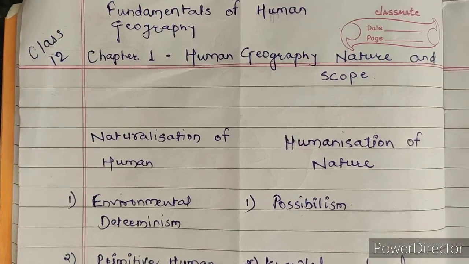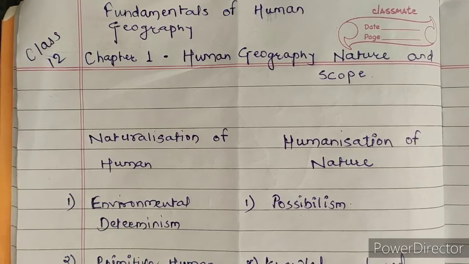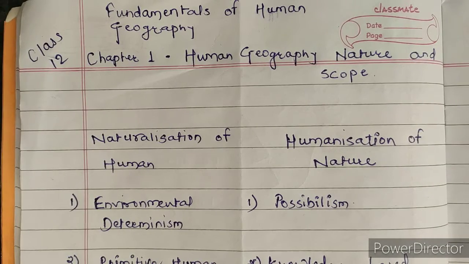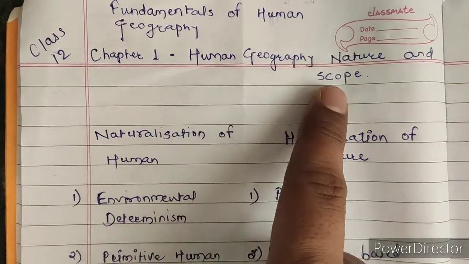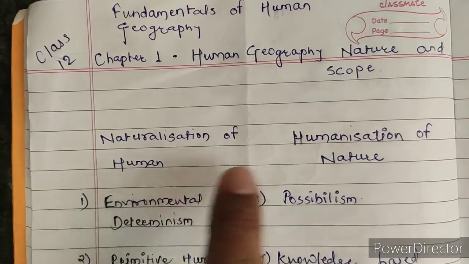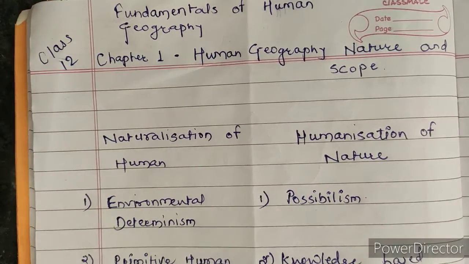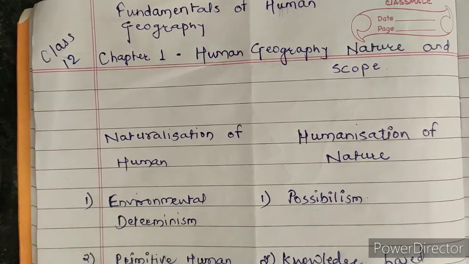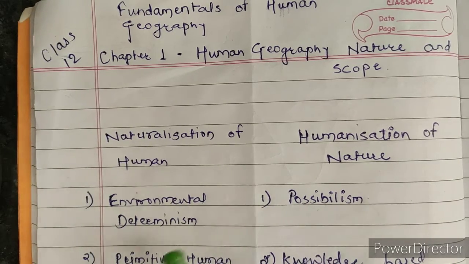Hello dear students. Dear students, one concept of fundamentals of human geography that we need to complete today. We have already studied in this chapter, human geography: nature and scope, naturalization of human and humanization of nature. These two concepts we have already studied. Let us recall these two concepts and then turn towards the concept which creates balance between these two.